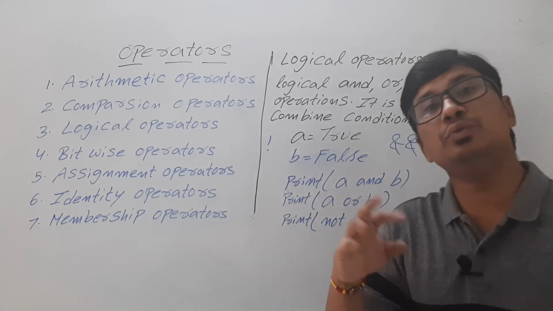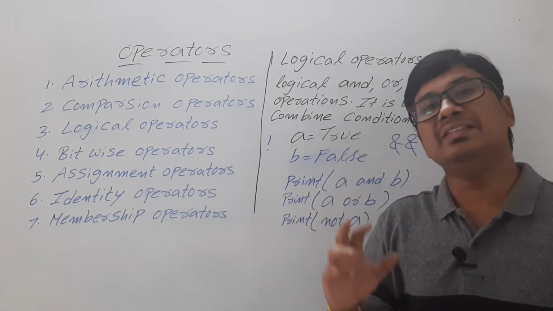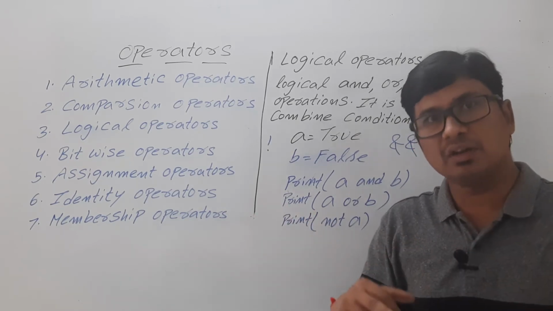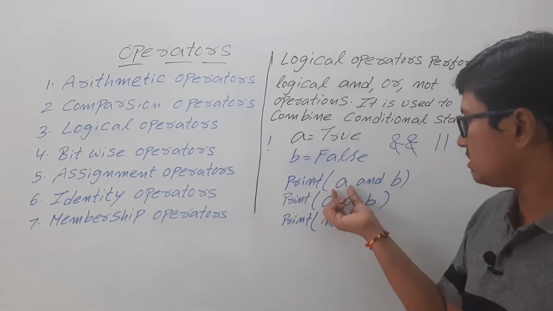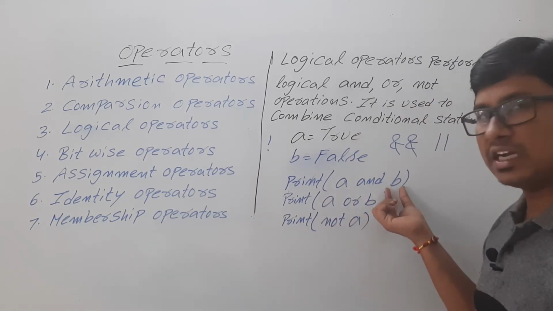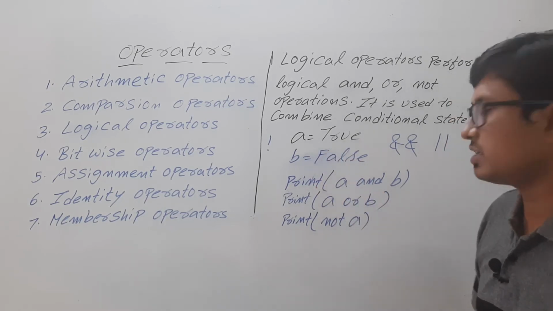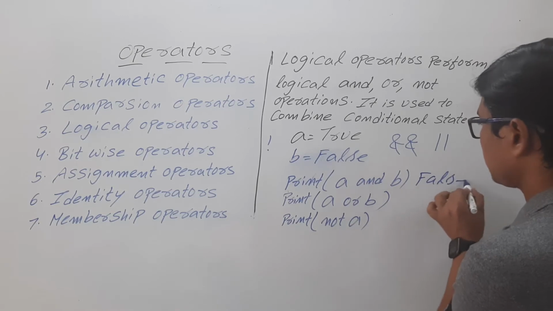Now what is true logical AND false? If both the conditions are true, then only the logical AND will give you the output as true. If any one of the conditions is false, then it will return false. If you consider this is condition 1, this is condition 2, and you perform the logical AND, true and false, it will print the output as false for you.